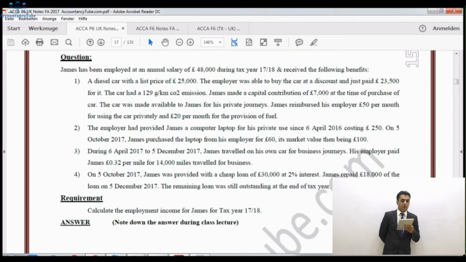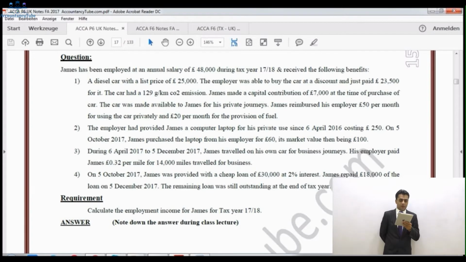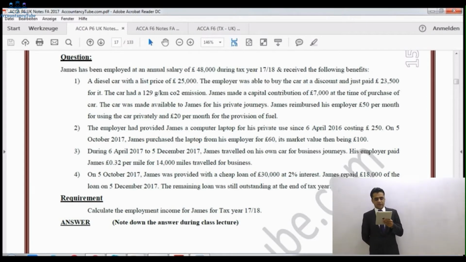So what I meant to say is that we will calculate the fuel for car as well, as far as this question is concerned. And then it says the employer had provided James a computer laptop for his private use since 6th of April 2016, costing £250. So when it was first provided, the laptop's cost was £250. On 5th of October 2017, James purchased the laptop from his employer for £60 when its market value was £100. So basically it is an other asset which was provided.